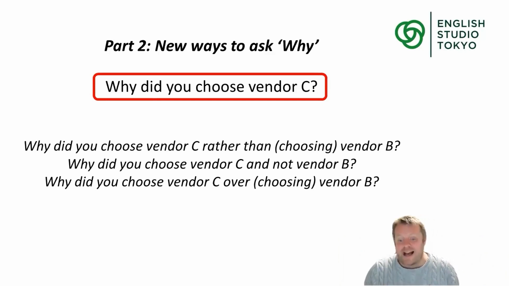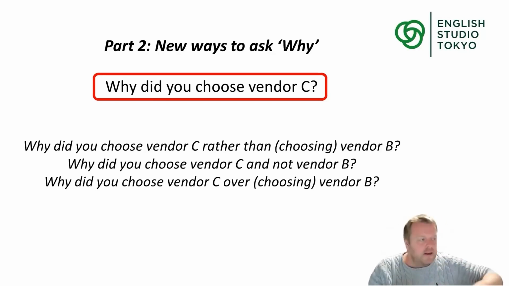Other choices are "and not." You can use a verb, but I almost never do. I almost always just simply use a noun or a noun phrase. Hey, Nick, why did you choose vendor C and not vendor B? And again, that tells me explicitly, not ambiguously, explicitly, I want to know the background of your reason for that choice. I don't want to know the purpose. I want to know the background for that reason.